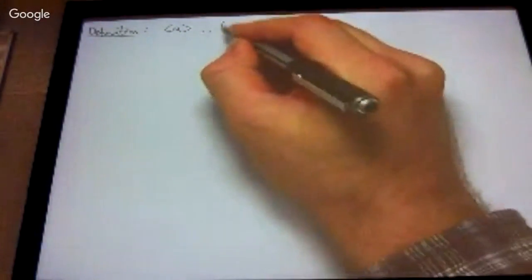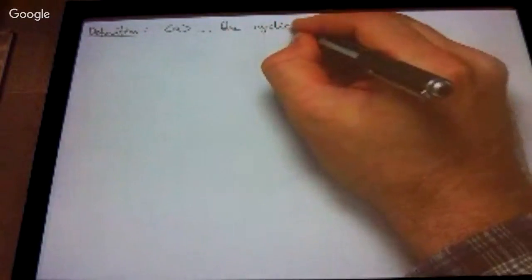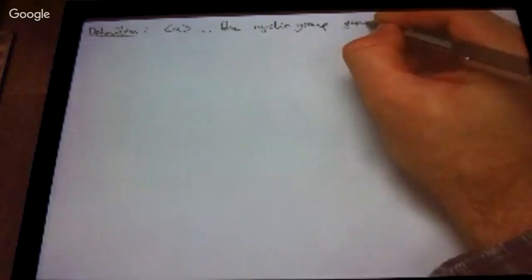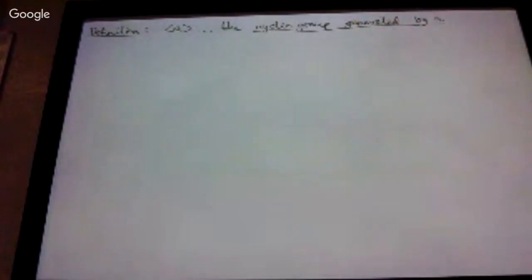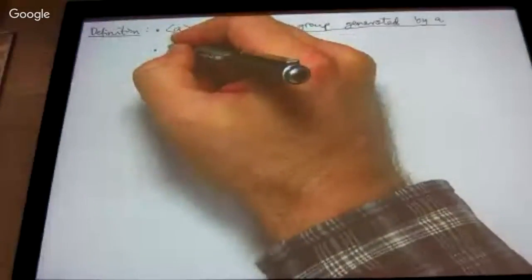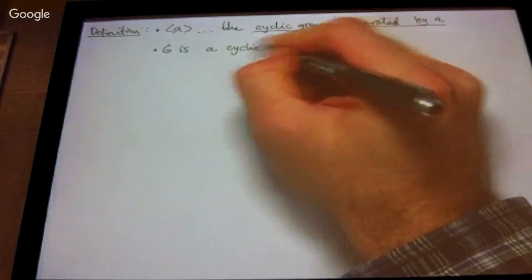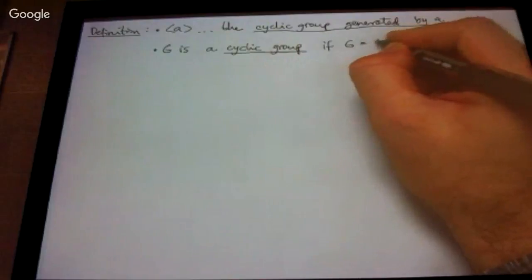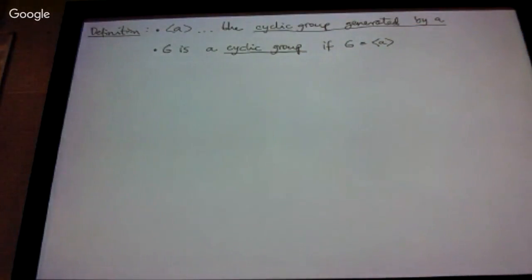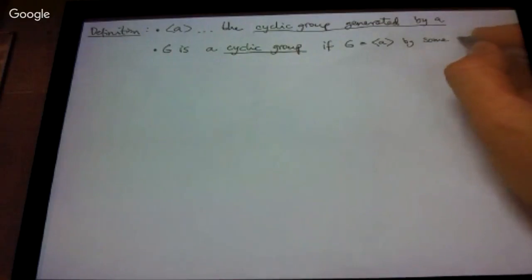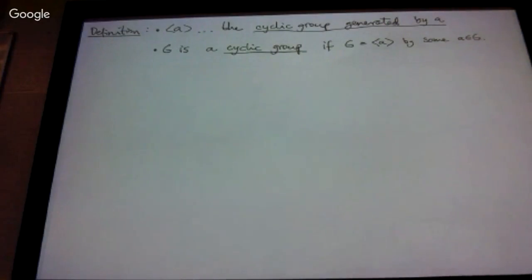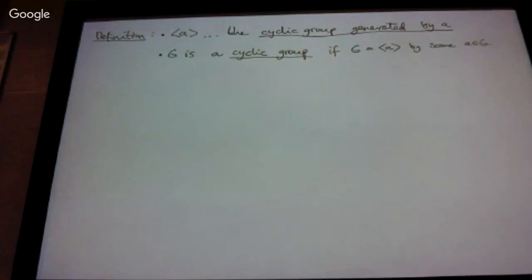A is called the cyclic group generated by A. G is a cyclic group if it is generated by some element of it. Not necessarily any element, but there is one that generates it. That's called a cyclic group.